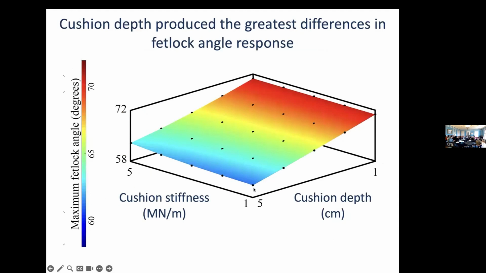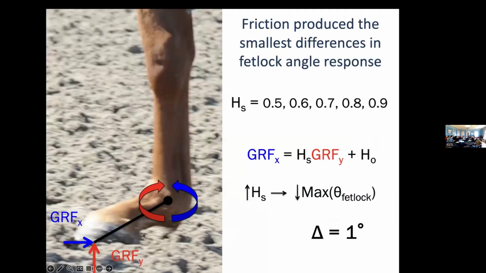However, this graph, again, looking at different sensitivities of things, shows that cushion depth, because the slope of this right-hand border is more than the slope of this left-hand border, is actually playing quite a large role in comparison to cushion stiffness and what happens to the limb.